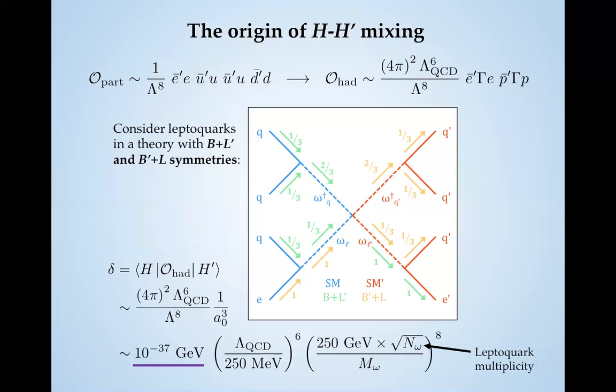Specifying a UV completion also allows us to estimate delta in terms of the number of leptoquarks and their mass scale. And if we plug in a mass scale of a TeV or so, we're both in the neighborhood of leptoquark masses that are unconstrained by the LHC, or close to it, and also in the neighborhood of mixing parameters that are viable for explaining the EDGES signal. And so that's really just an interesting coincidence.